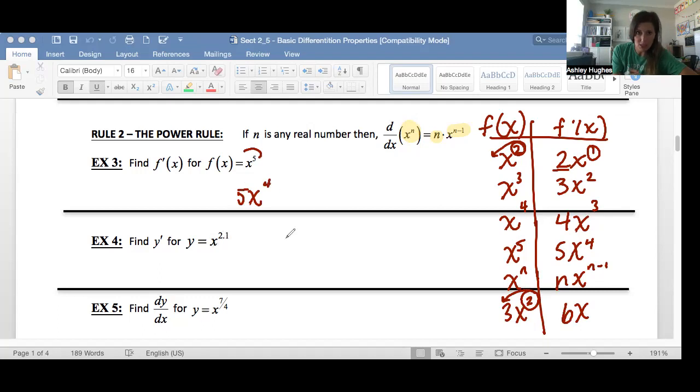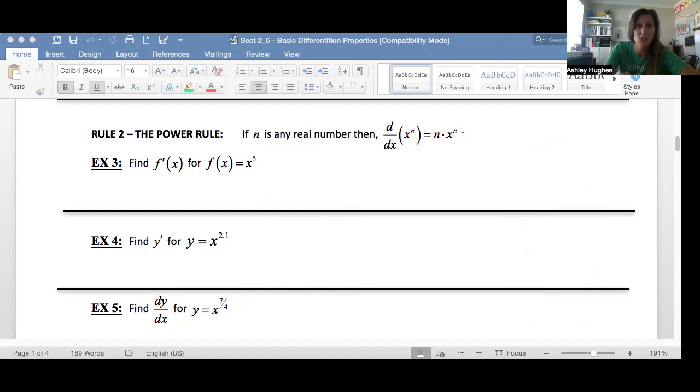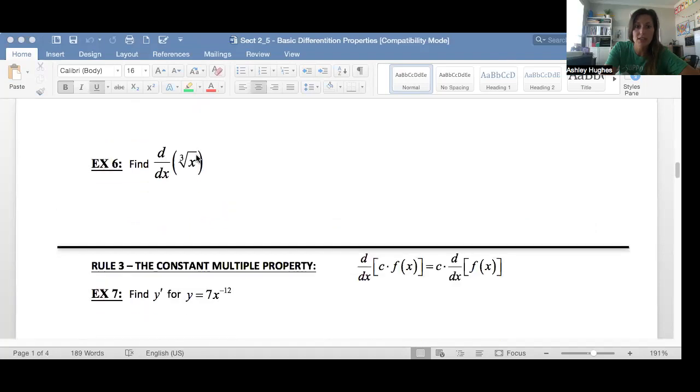What's the derivative of x to the 2.1? Well, 2.1 x to the 2.1 minus 1, you're subtracting 1. That'd be 1.1. Fractions, I know they look scary. It's the same rule. You bring the 7/4 down, x to the subtract 1. Subtracting 1 is like subtracting 4 over 4. And so what's 7 over 4 minus 4 over 4? 3 over 4. There's no shame in just writing out the fraction itself.